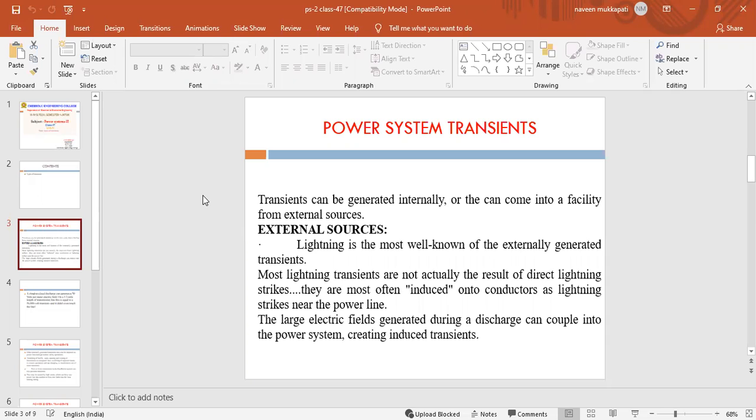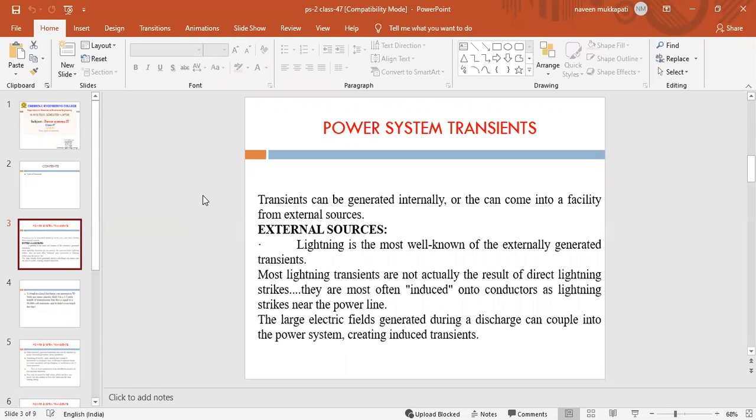What is meant by the transient state? There is a change in the voltage and the currents. When the voltage and current states change from one state to another, it is called the transient state.